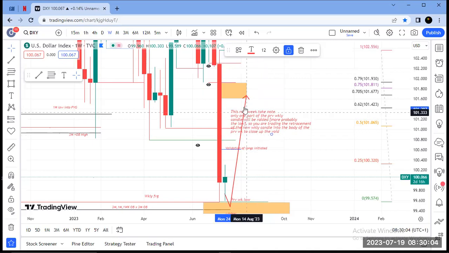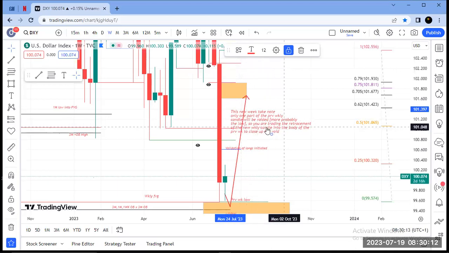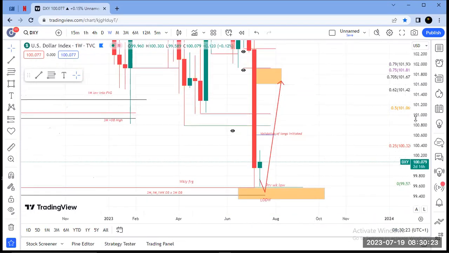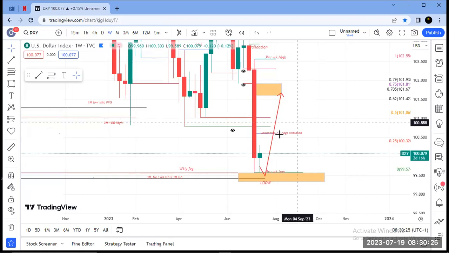So I put here that this new week, take note, only one part of the previous week candle will be raided, more probably the low. So you are trading the retracement of the new weekly candle into the body of the previous week to close up the void. So that's just what I explained here now. Then now let's go to the daily time frame.